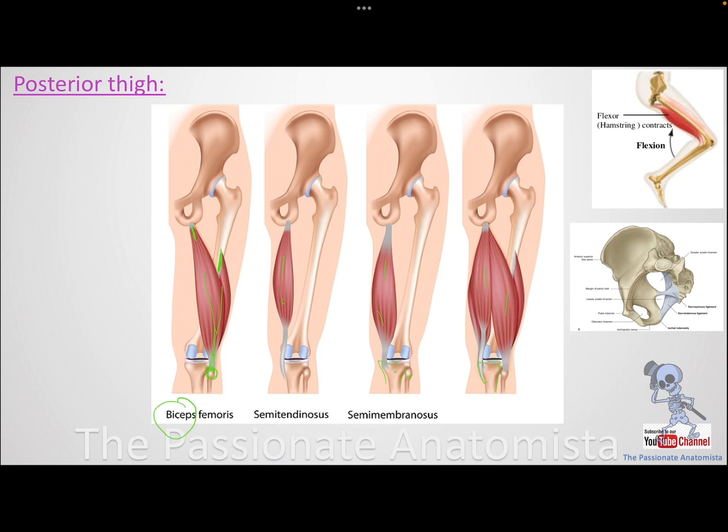So remember the biceps in your arm goes to the radius, biceps radius, and the biceps femoris in your lower limb is going to go to the fibula, and the rest of the muscles are going to the tibia. Radius resembles fibula in the upper limb. So remember that the biceps muscle goes to the small bone of the forearm and the small bone of the leg. That way will help you to know the insertion.